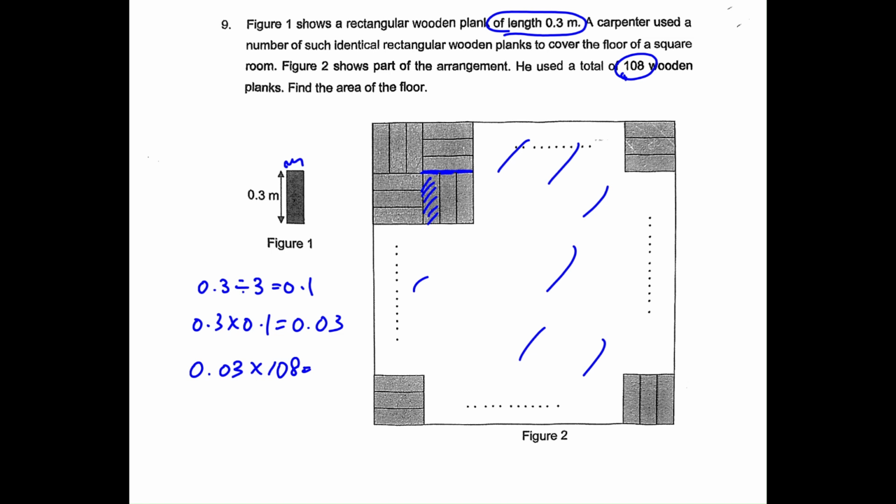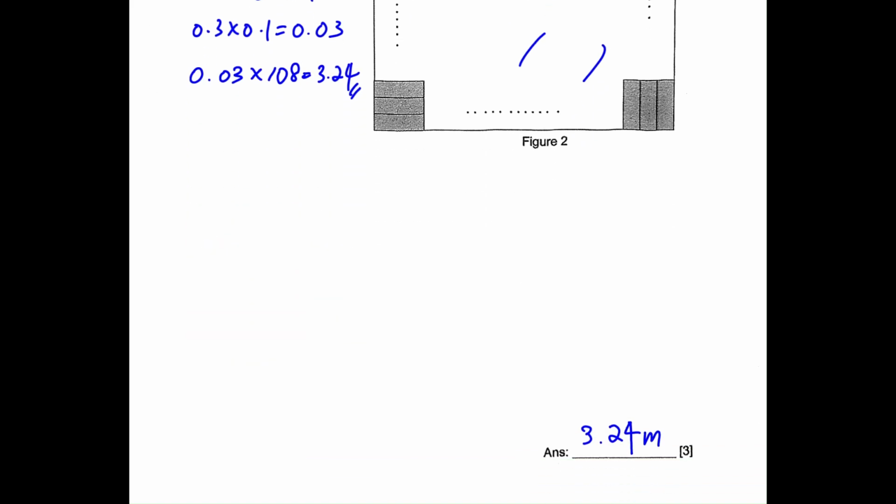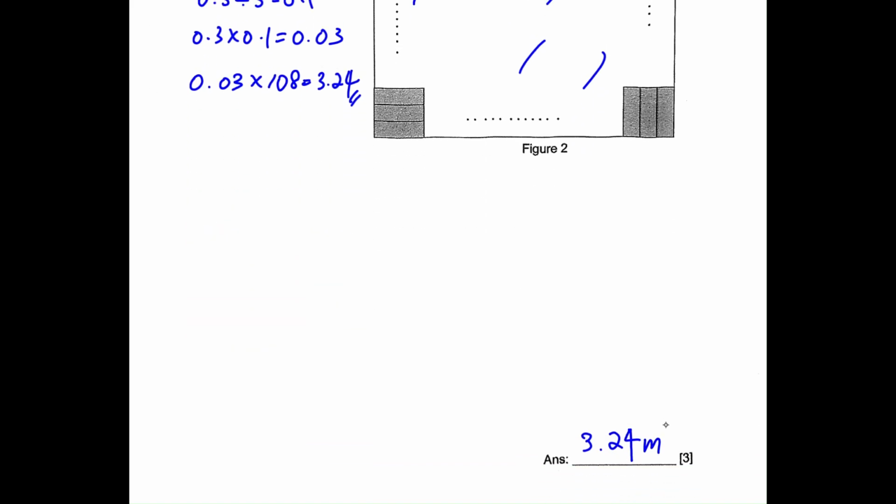And that gives you 3.24. And the unit, it shall be 3.24 meters square.